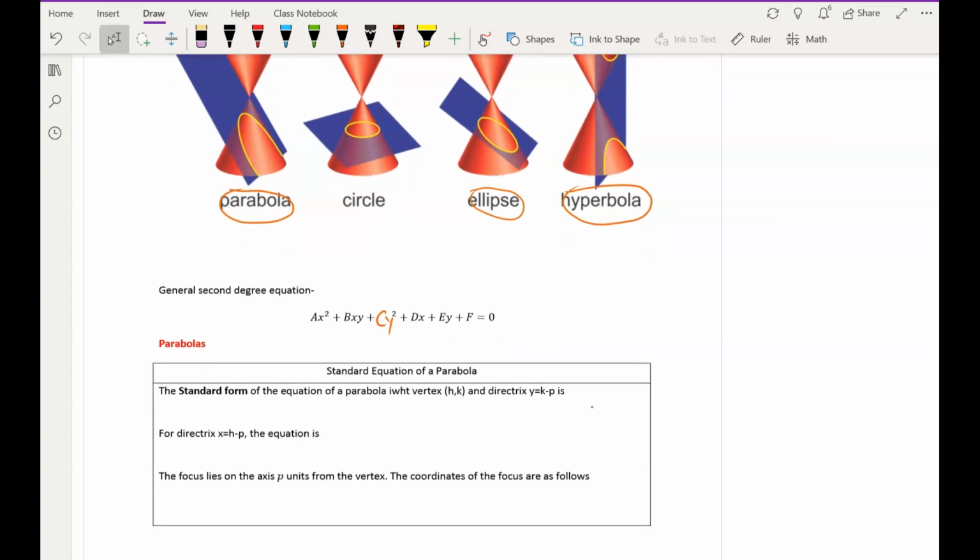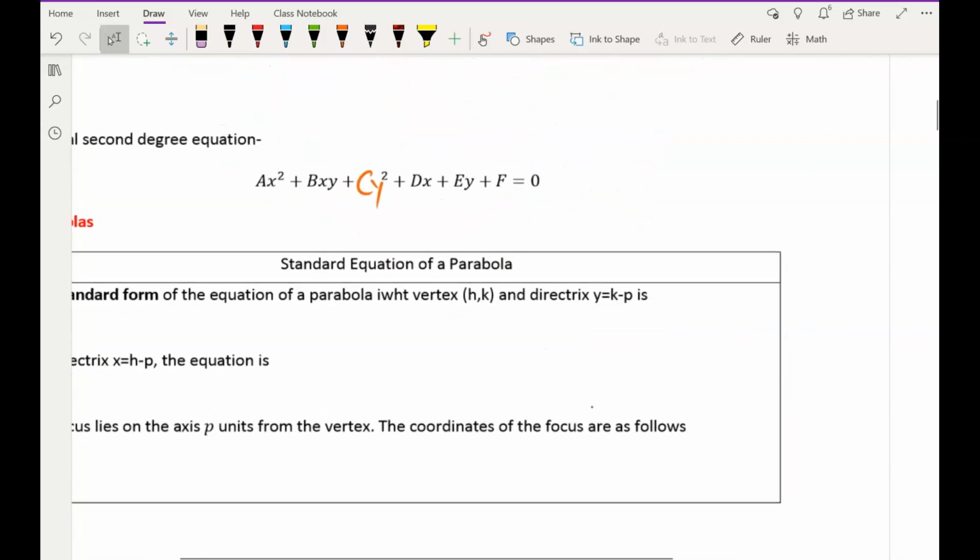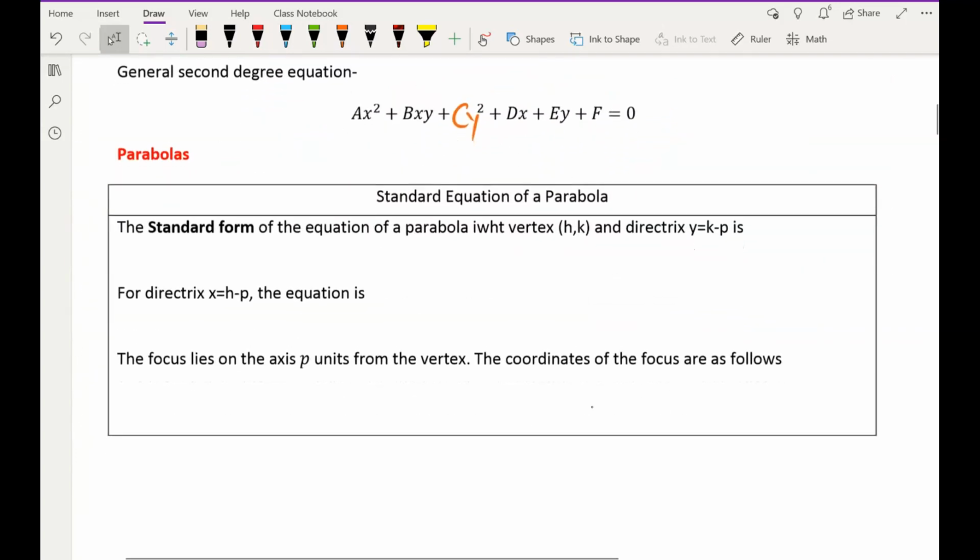Now, the most common form we've seen is the form where we have a vertical axis, where the parabola is opening up or down. But we're also going to talk about parabolas that open left and right. Okay, so the standard form of the equation of a parabola with a vertex h, k and a directrix y equals k minus p is given by x minus h squared equals 4p times y minus k.